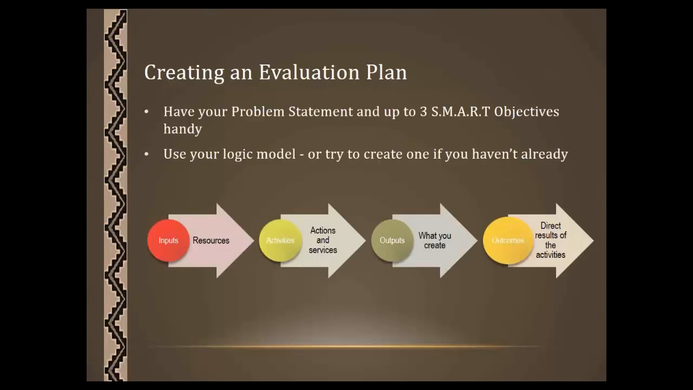When you're creating an evaluation plan, as I said at the beginning, you should have a problem statement and up to 3 SMART objectives already developed. Now, if you recall, ANA allows you a maximum of 3 objectives, and they need to be in that SMART format, or specific, measurable, achievable, relevant, and time-bound. You should have a logic model handy if you created one when you were developing your project, or try to create one if you haven't already.